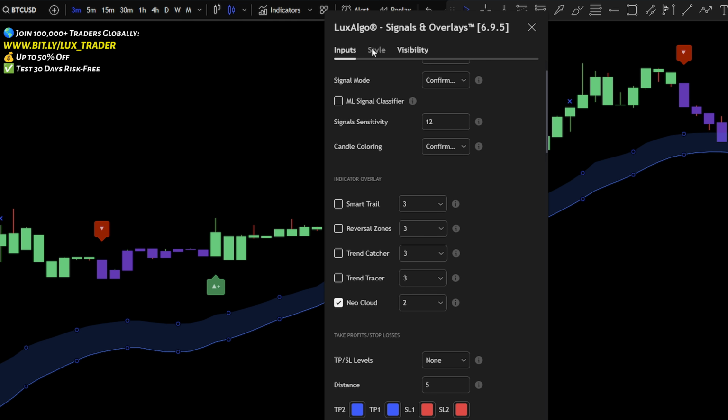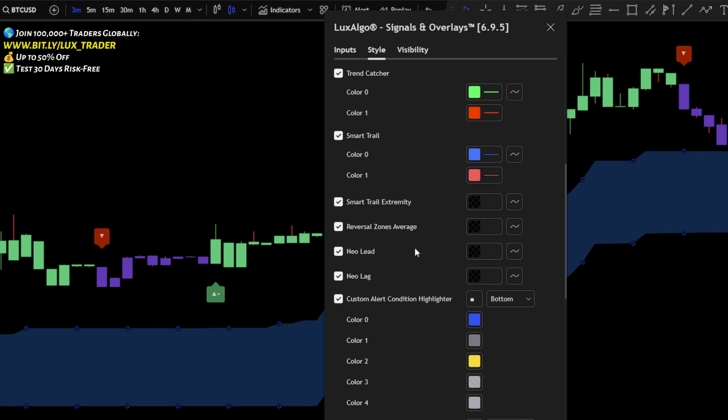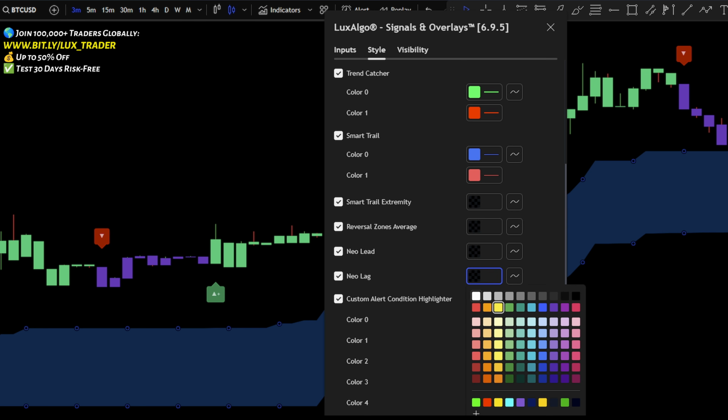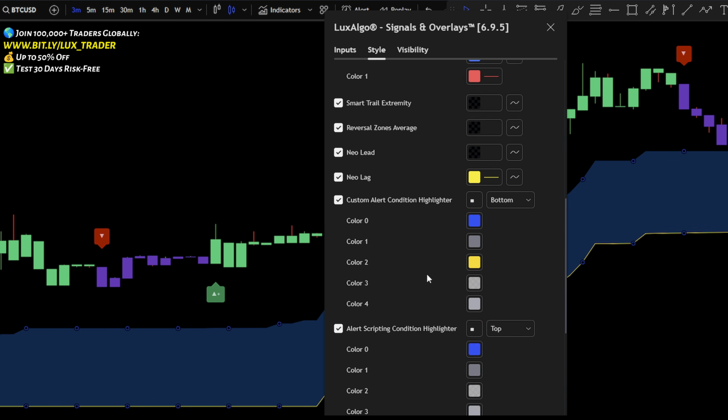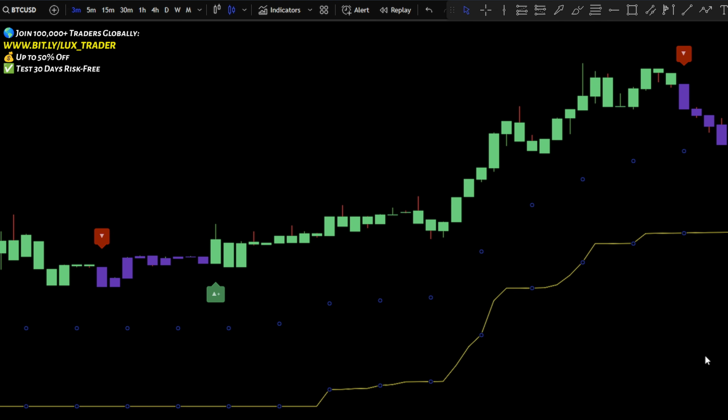Now, let's move to the style section. First, disable both the bullish and bearish exit signals. Then, scroll down to the Neo Lag option. Change the color to yellow and set the opacity to 100. Finally, disable the Neo Cloud fill right here. Once you've made these adjustments, click OK to save the settings.